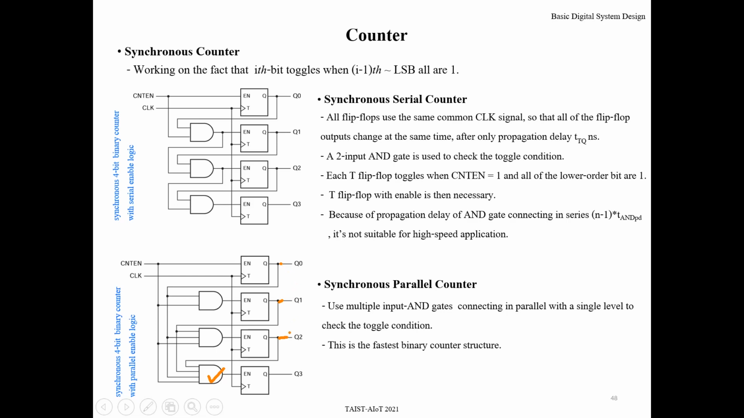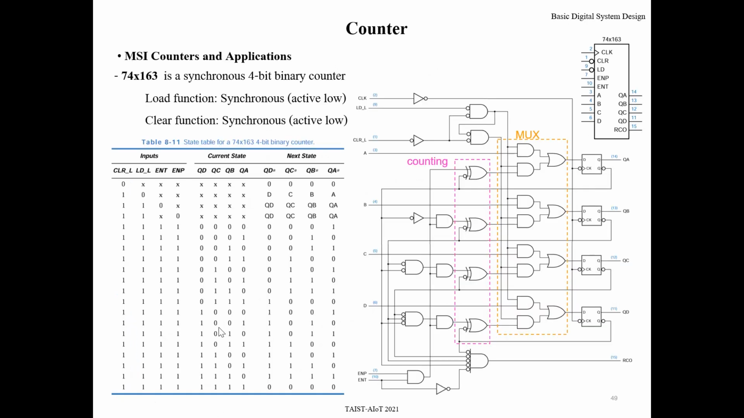But this one may be faster, right? Because the signals from Q2, Q1, Q0 are connected to this input AND gate. Okay, this one is called parallel. But this connection is serial, so it's called a synchronous serial counter, and this one is a synchronous parallel counter. Okay. And one more IC counter that is often used is the 163. Okay, it's a 4-bit binary counter.